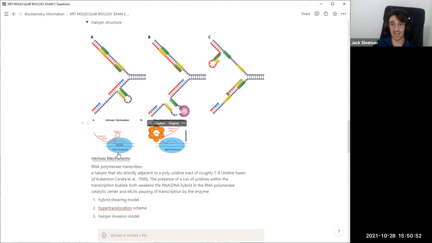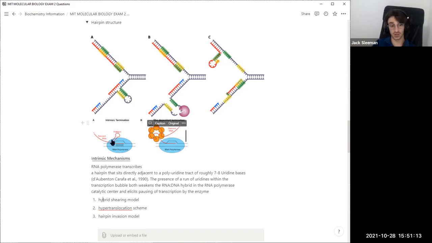So if you're trying to take off a nascent RNA strand, what the bacterial cells do is they make a lot of U's so that there's a weak association here, and that along with the hairpin helps rip off that piece of RNA from the RNA polymerase, and then you terminate transcription.